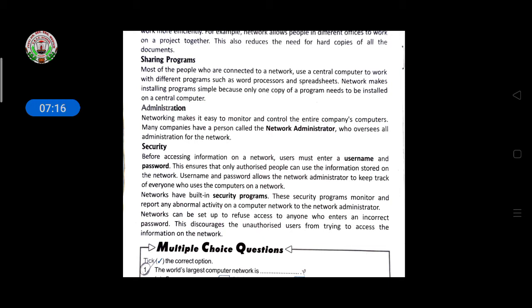So networks have built-in security programs. These security programs monitor and report any abnormal activity on a computer network to the network administrator. Networks can be set up to refuse access to anyone who enters an incorrect password, which discourages an unauthorized user from trying to access the information on the network.